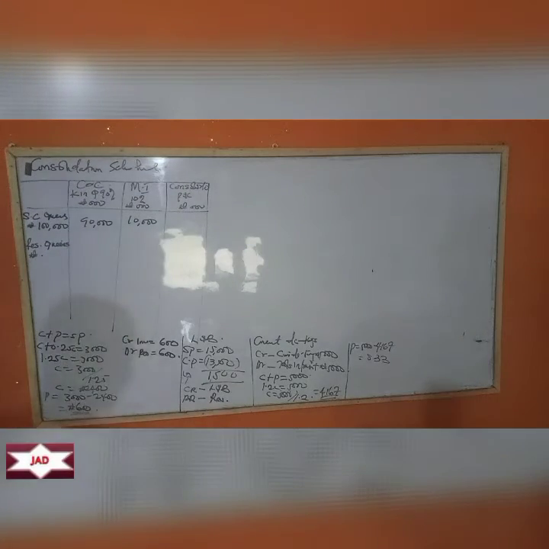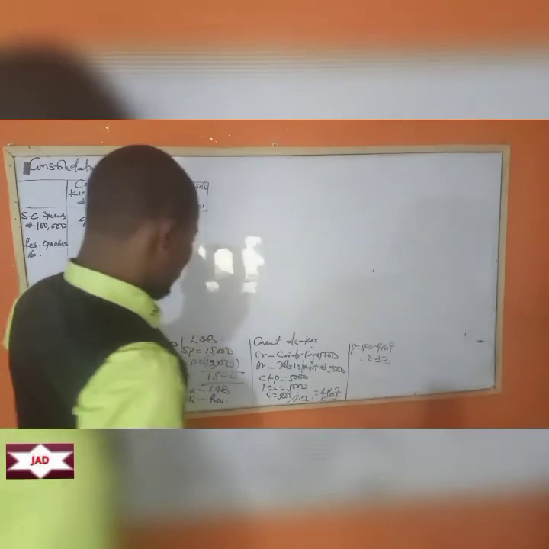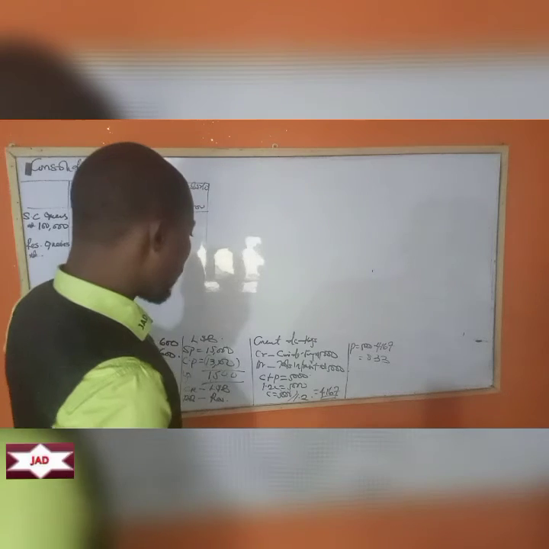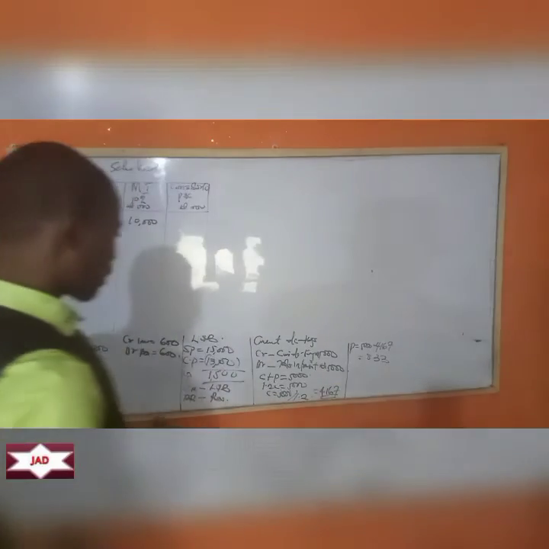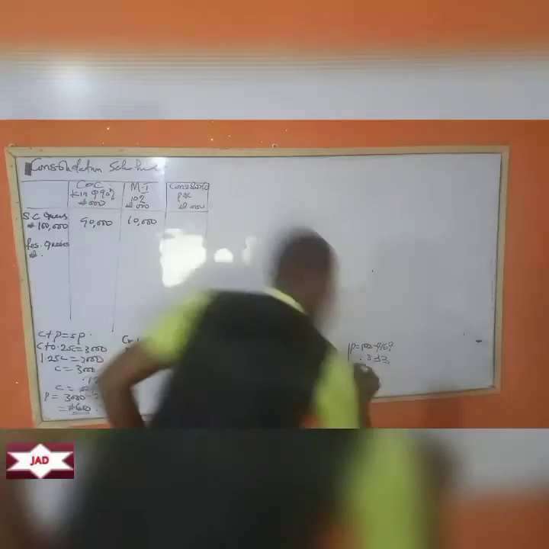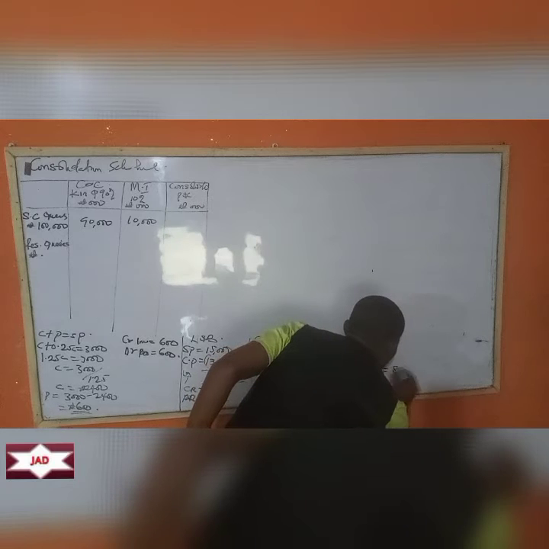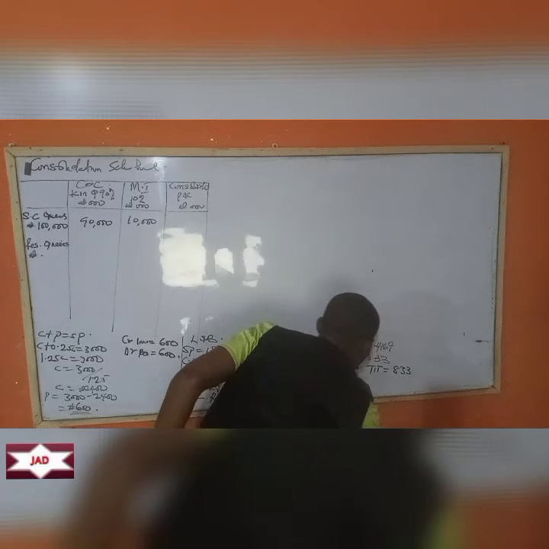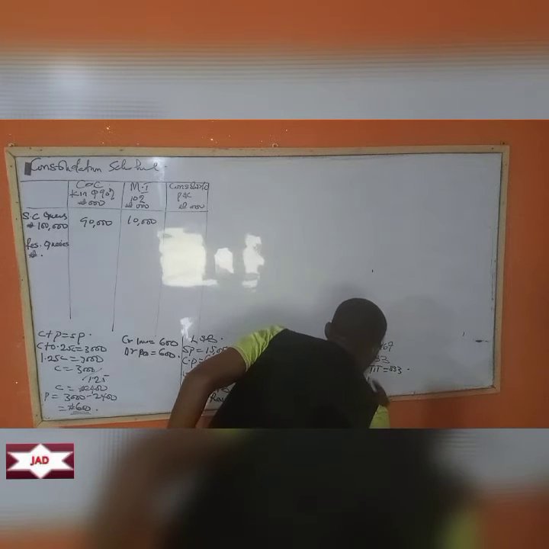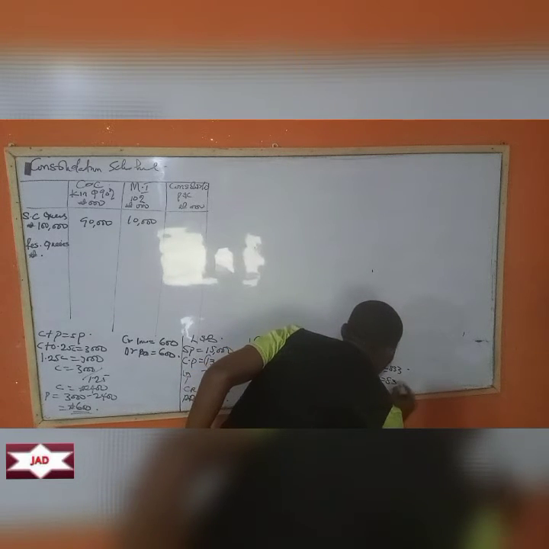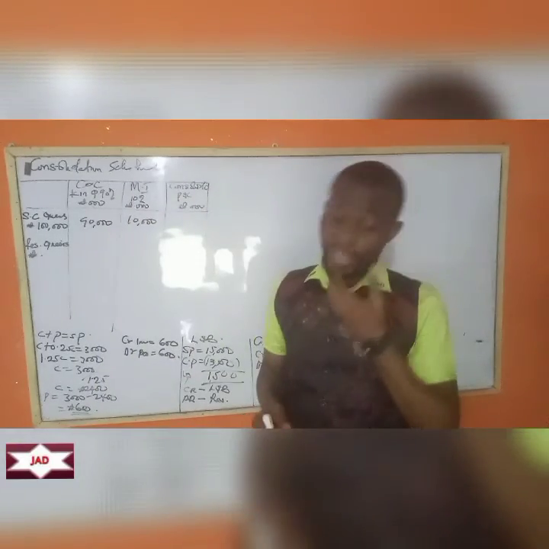So what do we do? Of course, you know that the unrealized profit would have to reduce the tool item. So we say credit tool in transit 833, and then debit reserve 833. Now there's over depreciation.